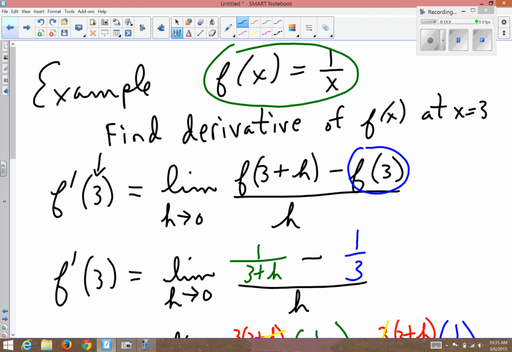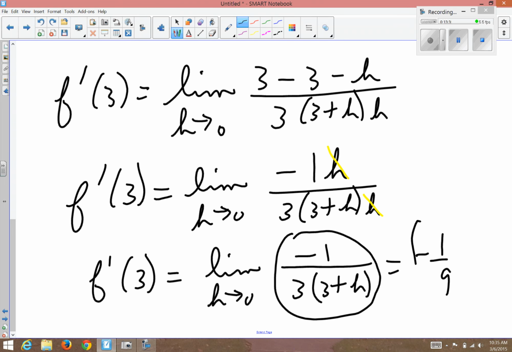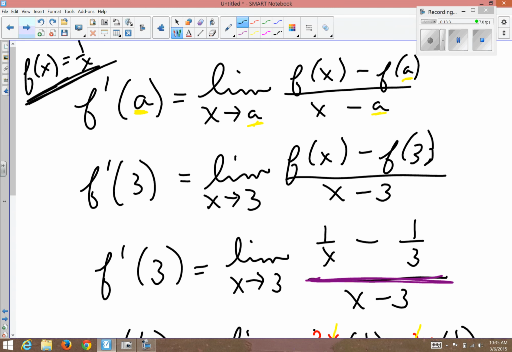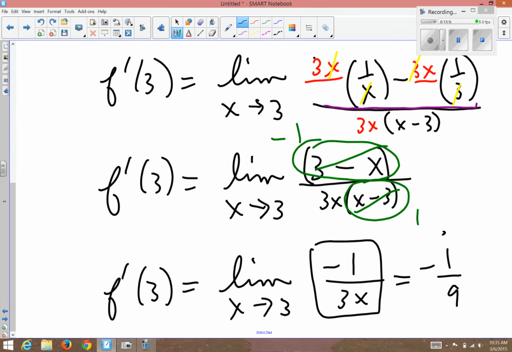With two definitions of derivative. Limit as h approaches 0, f of x plus h minus f of x all over h. Using that, we ended up with negative 1/9. The other definition, f prime of a, it's the limit as x approaches a, f of x minus f of a all over x minus a. Using that, we got the same answer, negative 1/9.